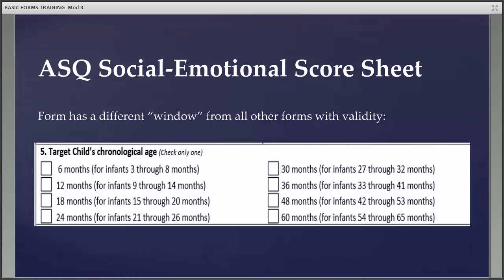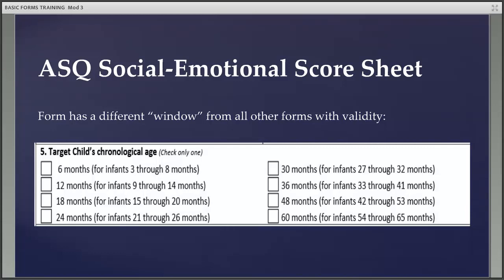The form has a different window from all other forms with validity. And what does validity mean here? The ASQ SE has separate questionnaires for children 6, 12, 18, 24, 30, 36, 48, and 60 months, and each one can be used within 3 months for the 6-month through the 30-month intervals, or 6 months for the 36 to the 60-month intervals of the chronological age targeted by the questionnaire. For example, the 6-month ASQ SE can be used with infants 3 months to 8 months, and so on.